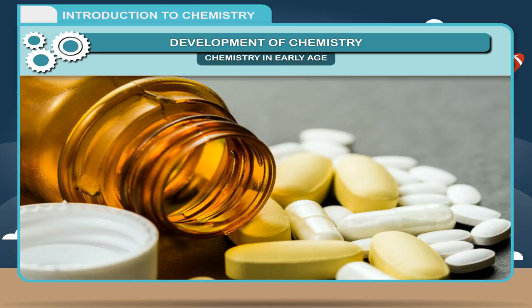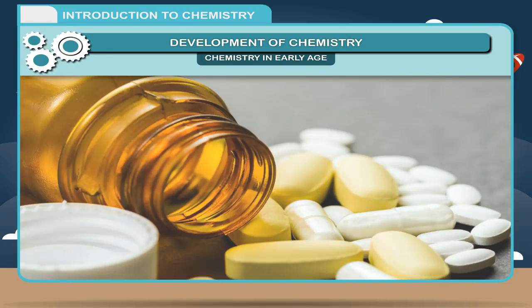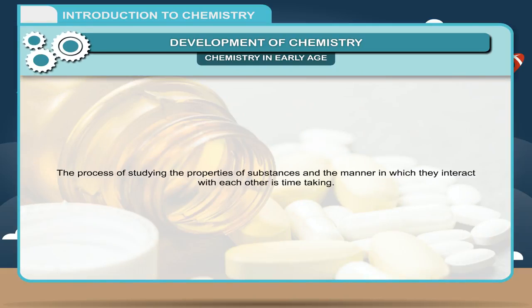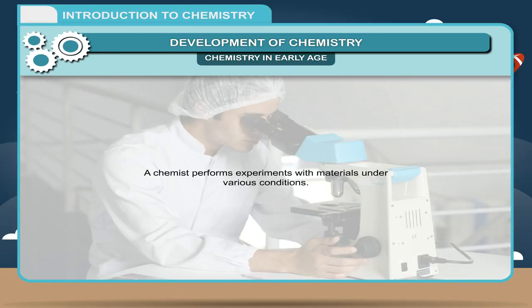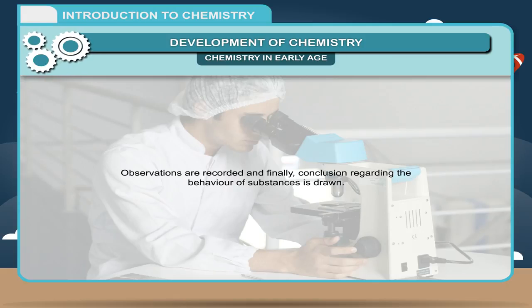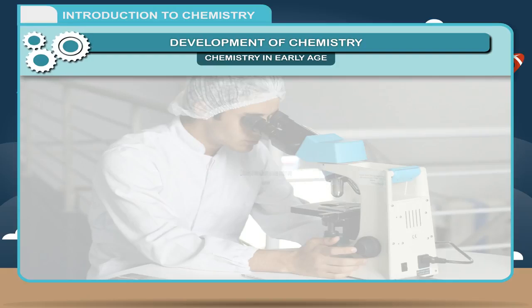Substances undergo physical or chemical changes when subjected to an energy change. Hence, to understand them is necessary. The process of studying the properties of substances and the manner in which they interact with each other is time-taking. A chemist performs experiments with materials under various conditions. Observations are recorded and finally, conclusion regarding the behavior of substances is drawn.